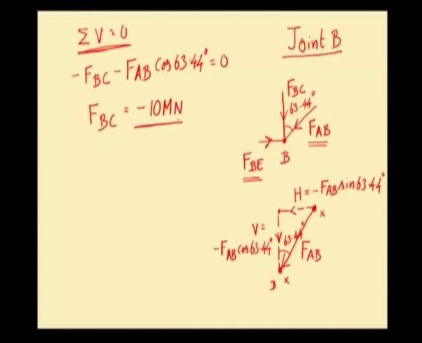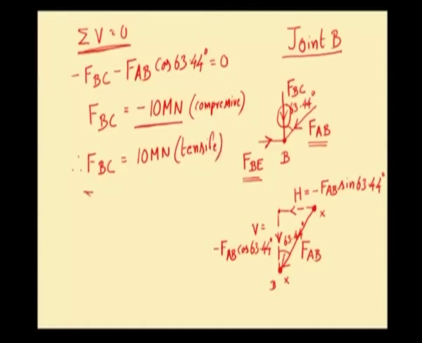Minus sign indicates that our assumed nature of force for the member BC, our assumption that it is compressive in nature, is wrong and hence FBC should be tensile in nature. Therefore, FBC is minus 10 meganewton compressive. So, minus sign implies that it is not compressive, it should be tensile. So, FBC is 10 meganewton tensile.